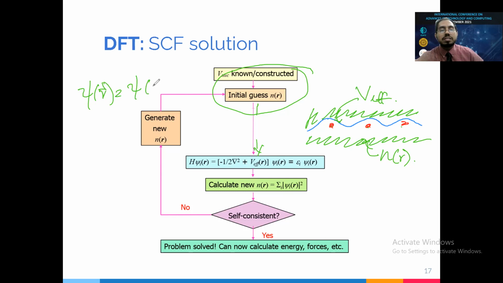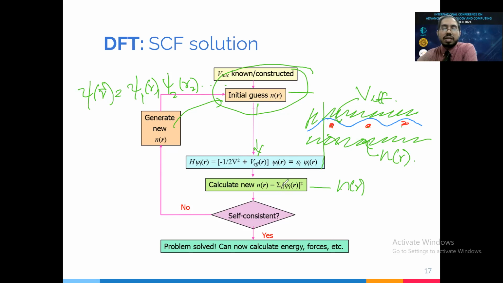One, two, and so on. And because of that, these are called the HK equations or the Hohenberg-Kohn equations. We solve the Hohenberg-Kohn equations and calculate a new density. And we check the difference between our initial guess and the new density. And then there's a mixing procedure to generate the new density. And we do that until the error is minimized.